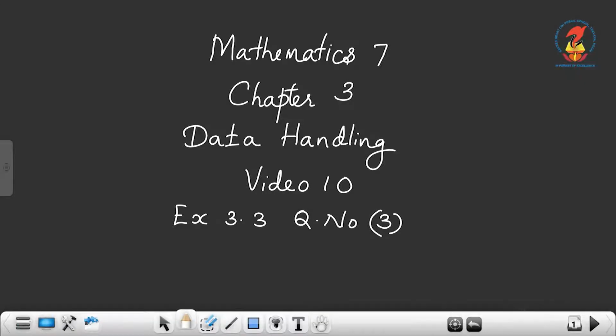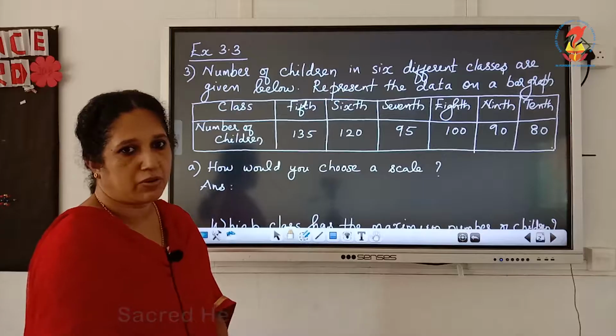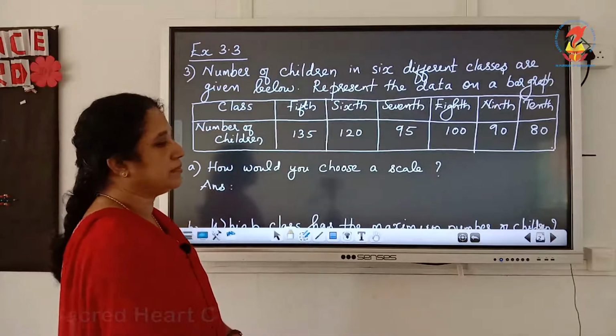Now exercise 3.3, question number 3. The number of children in 6 different classes are given below. Represent the data on a bar graph. We have to represent the data on a bar graph.